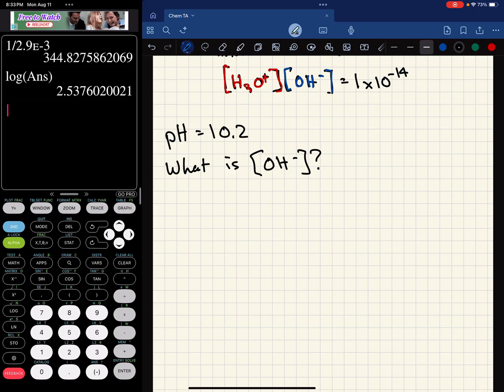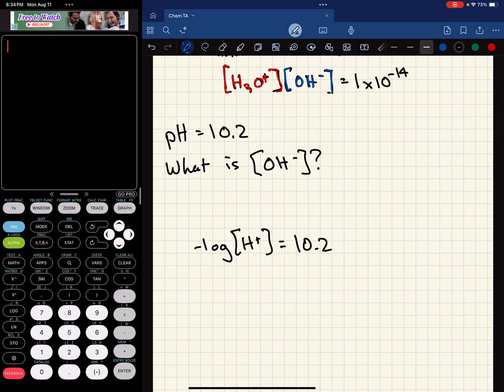For this, we already have a pH, right? The negative log of our H plus is 10.2. So what we would do here is solve for our H plus concentration, and then we can solve for our OH minus concentration from our H plus. So we need to do the reverse of this, which is pretty simple. All we would do is take our pH. If you look with log, there's this button right here, I'm highlighting it white so you can see it.